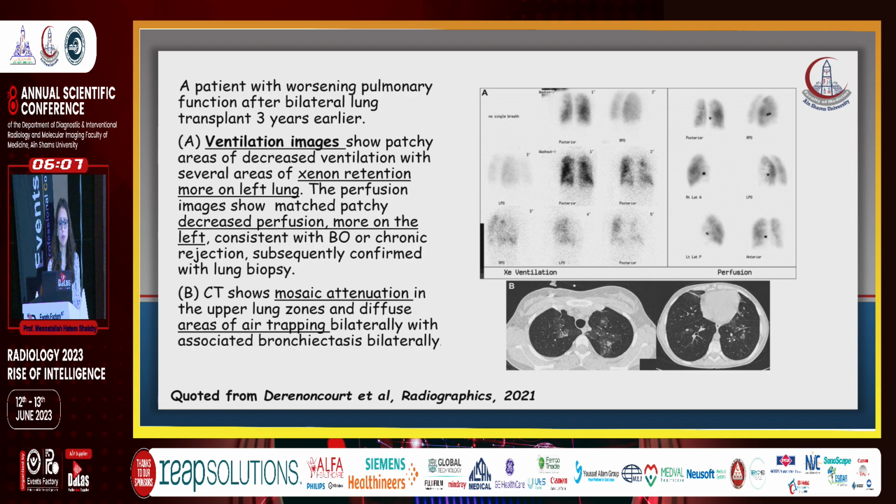The ventilation images show patchy areas of decreased ventilation with several areas of xenon retention, more in the left lung. The perfusion images show matched patchy decreased perfusion, more on the left. This is consistent with bronchiolitis obliterans, and the CT confirms the diagnosis. There is mosaic attenuation in the upper lung lobes and diffuse areas of air trapping bilaterally with associated bronchiectasis.